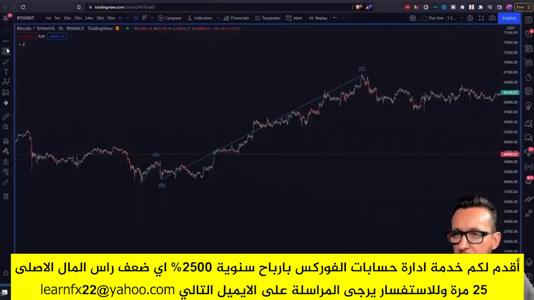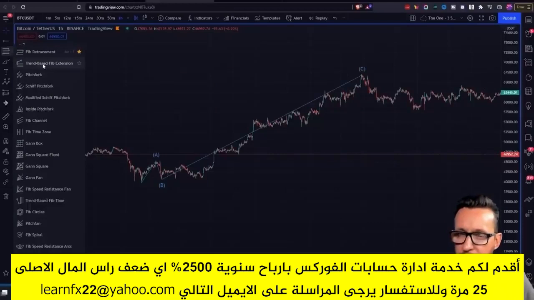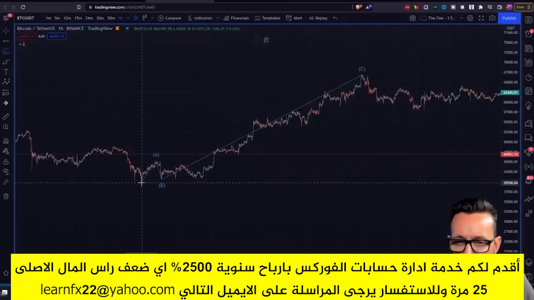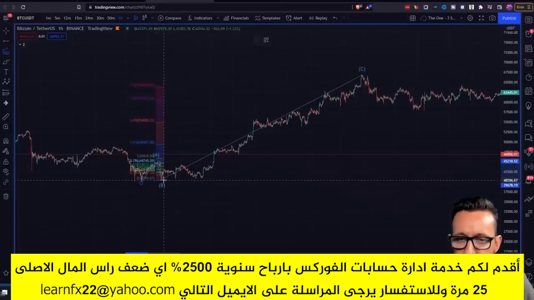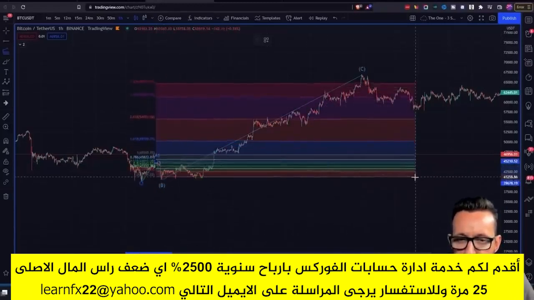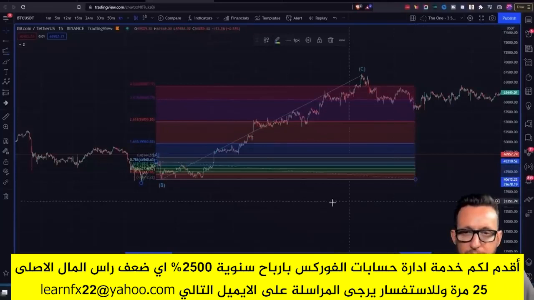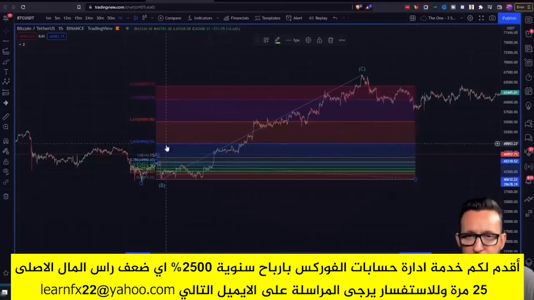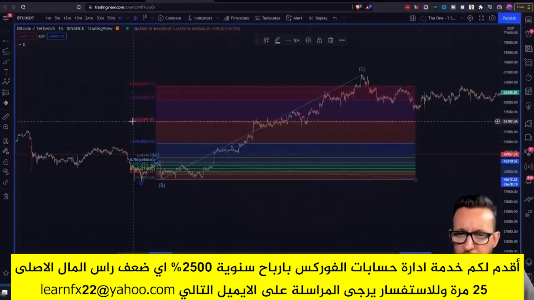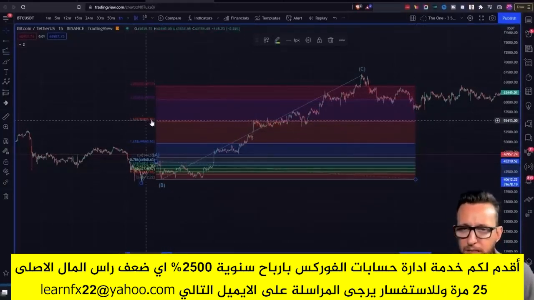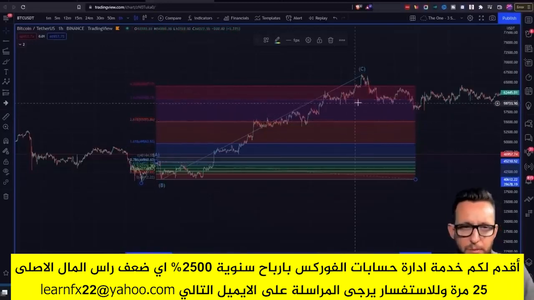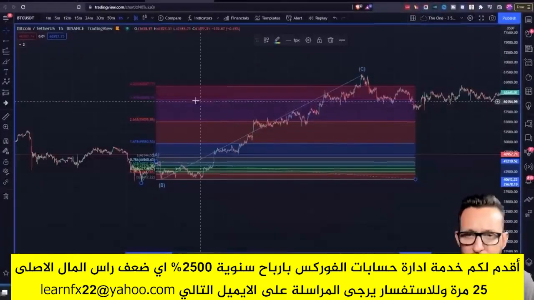Okay, so now if I do the Fibonacci trend-based extension here from the very, very bottom here, try and get it in the right place, coming up to the top of the A and then coming back down to the B here. As you can see, we have actually beaten the predictions. So we have our first take profit at the 1.618, the second at the 2.618, and the third one would have got all of those predictions.